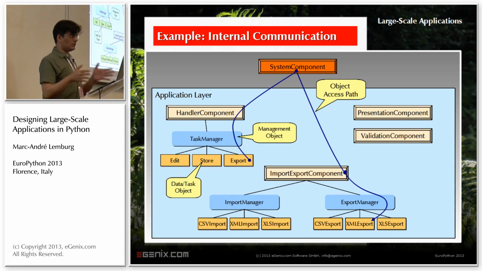The task manager knows about the various different tasks that can be implemented by the system. It goes to the export task object, and that task object wants to export in, say, XML. So what happens is the export task object then goes to the system component, and from the system component it goes to the import-export component, goes to the export manager, and then to the XML export. And that actually implements the XML exporter.